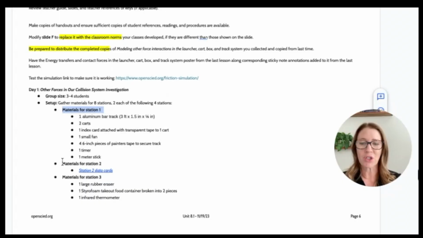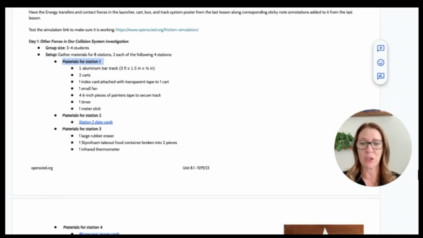The materials for Station 2, they're going to be looking at some data. They're going to look at some graphs and some data around air resistance and other types of forces on our cart system. And so here are the data cards that they're going to need to look at. Now, if you have a large class, you're going to need 8 groups. And so you'll need to set up 2 tracks for Station 1, and you'll need 2 sets of data cards for 2 different stations for Station 2.